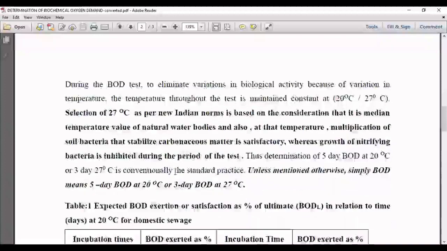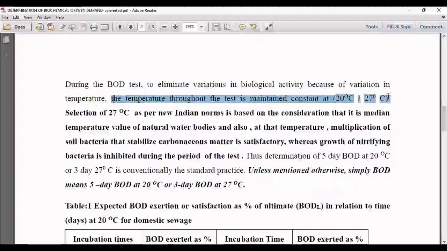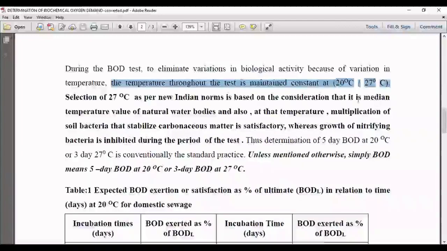So during the BOD test, to eliminate variations in the biological activity because of the variation in the temperature, throughout the test the temperature is maintained constant at 20 degrees Celsius or 27 degrees Celsius. So 20 degrees Celsius for 5 days and 27 degrees Celsius for 3 day BOD.